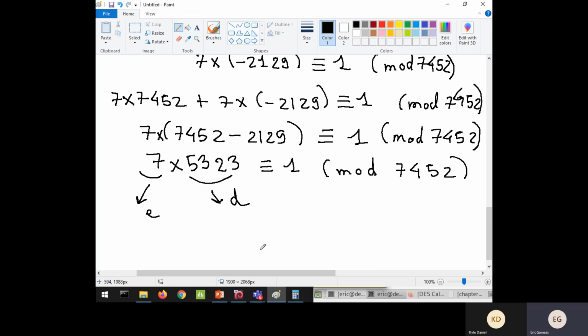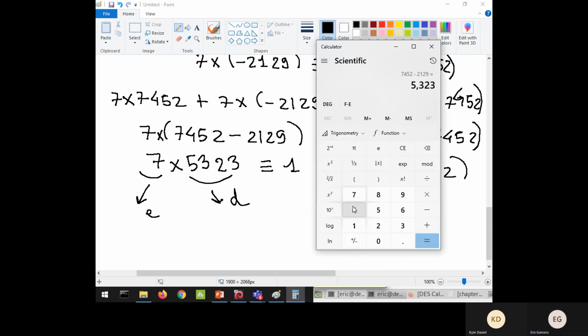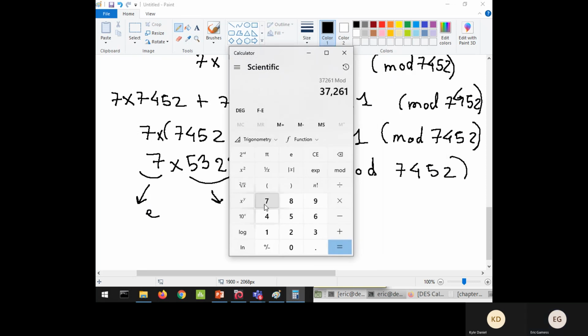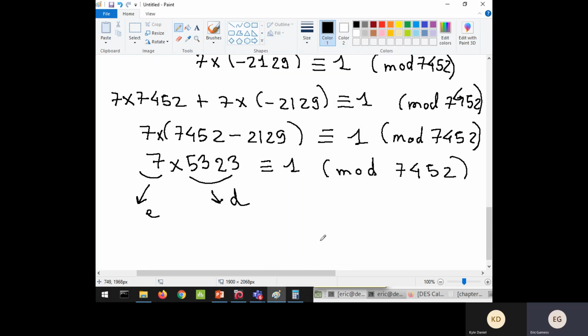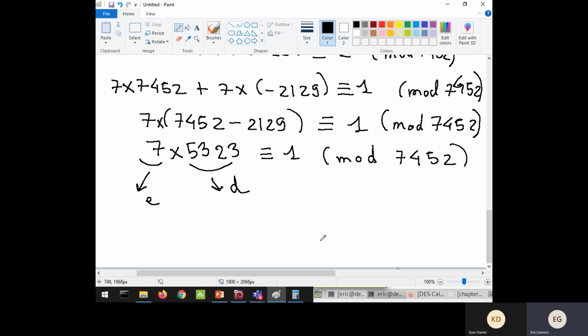So let's verify that we didn't make any mistake. 7 times 5323 equal modulus 7452 must be 1. Good. So they are inverse to each other, modulus 7452. So what can I say?